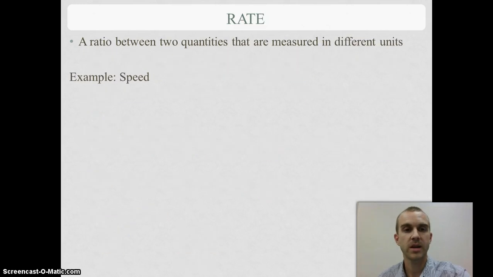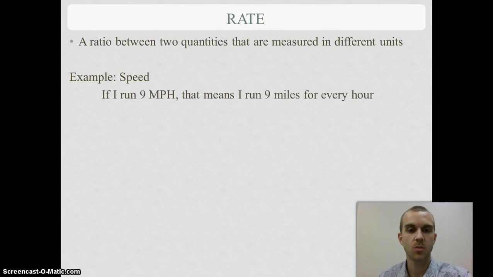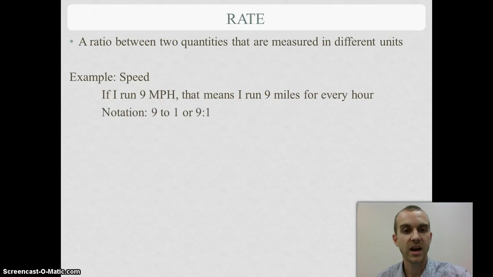Now when I talk about rate, I'm looking at two quantities that are being measured in different units. One common example is speed. When I measure speed, I'm looking at miles per hour. So if I run 9 miles per hour, that means I'm running 9 miles for every hour. That's a 9-to-1 ratio.